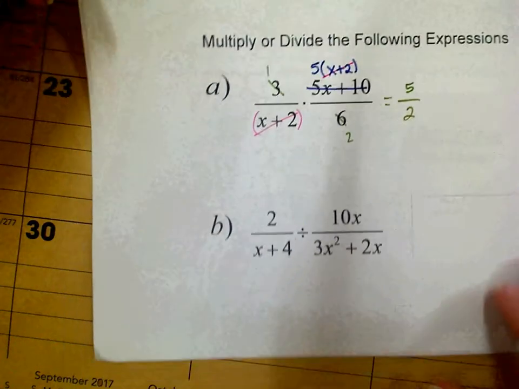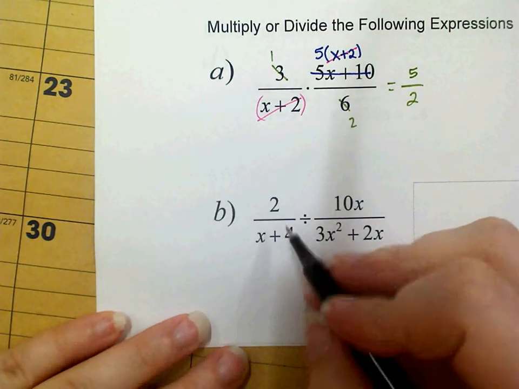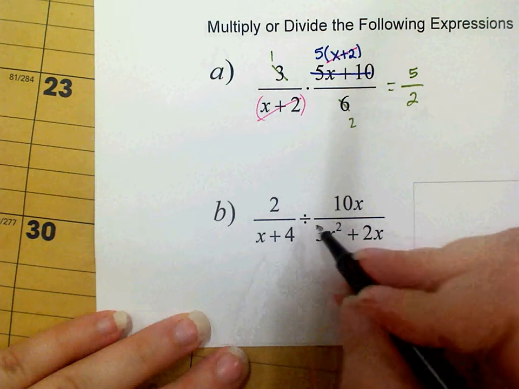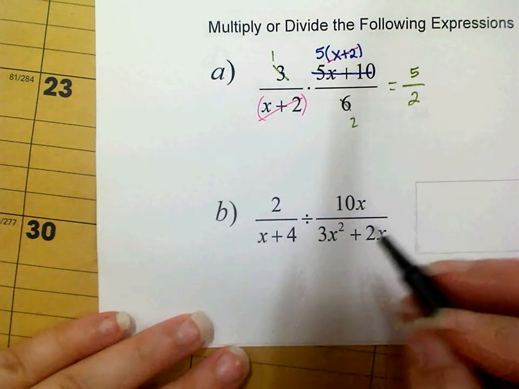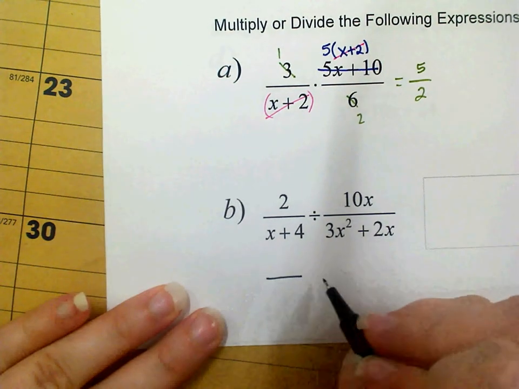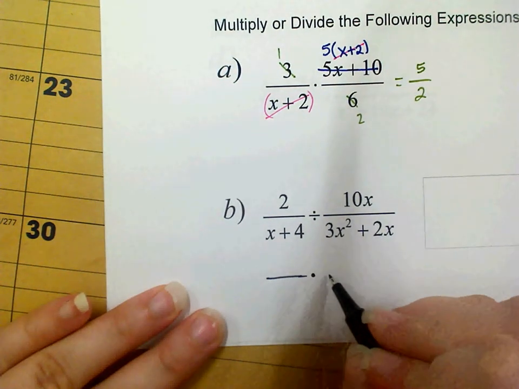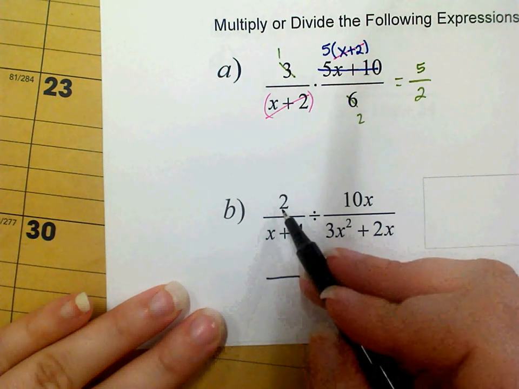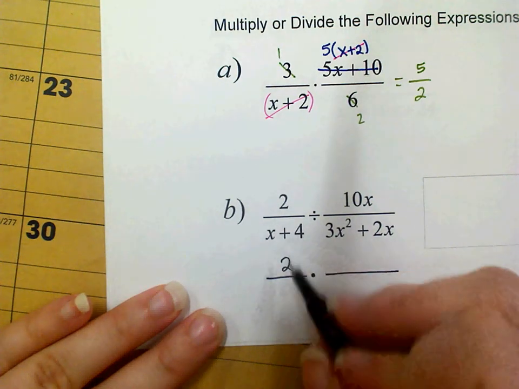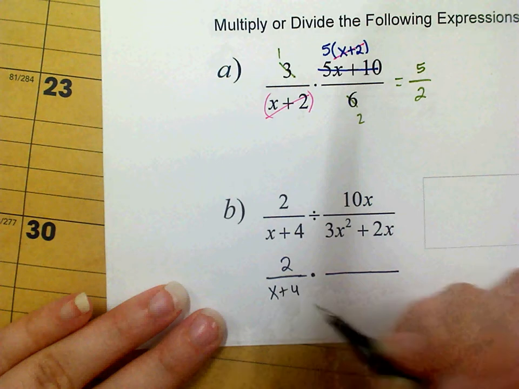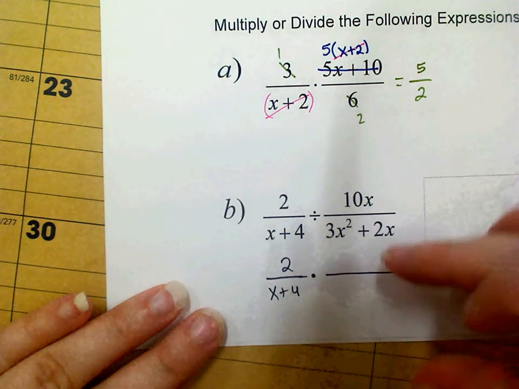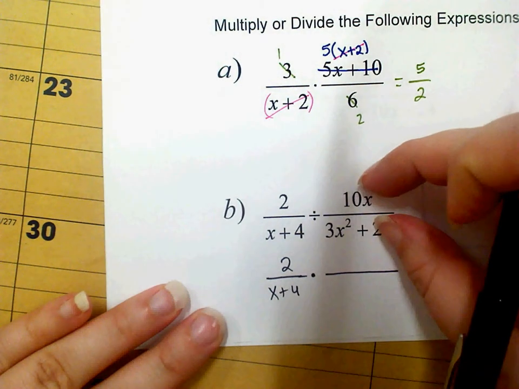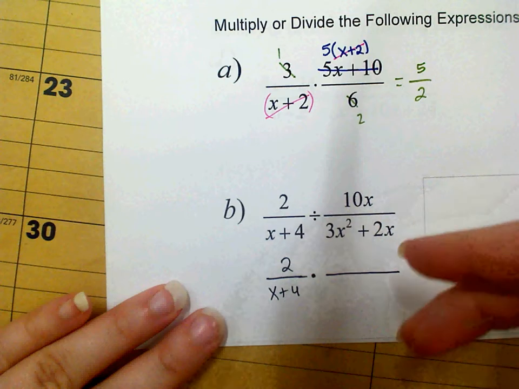For this problem, I've got 2 over x plus 4 divided by this fraction. And so what I would tell you to do is set up another set of fractions, but instead of saying divide, go ahead and put multiplication. So this one, I can't do anything to 2. I can't factor anything out of x plus 4. But when I write this one, instead of saying divided by this fraction, I'm going to say multiplied by this fraction and flip it, okay?